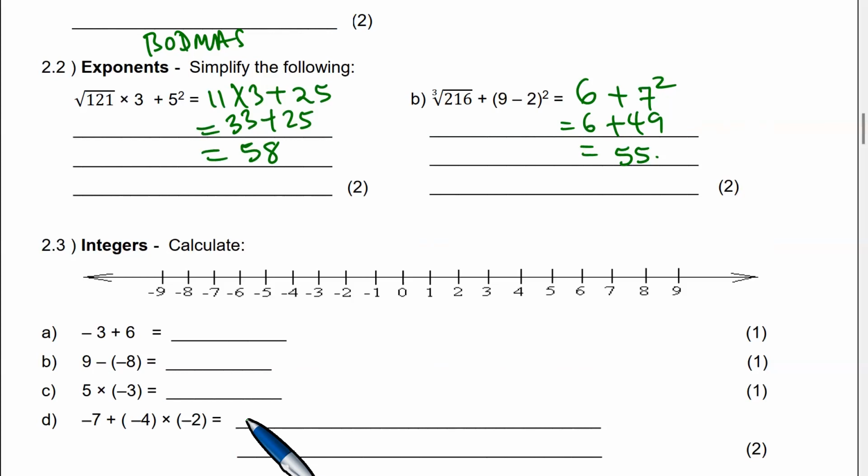We said that you need to choose the sign of the bigger number. What number is bigger there? 6. So it means the answer is positive. Then, from the bigger number, you subtract the smaller number. What is 6 minus 3, Lindsay? 3.